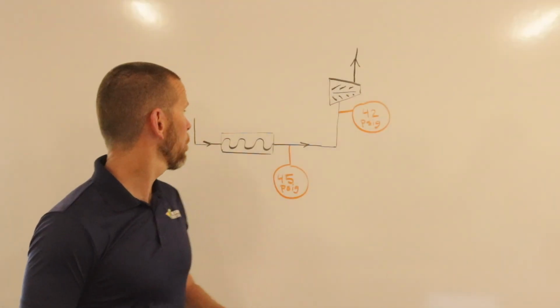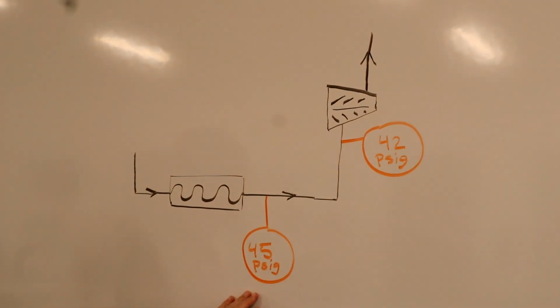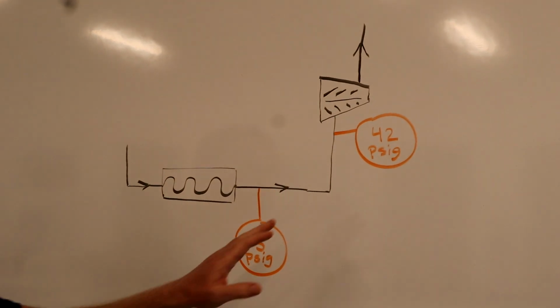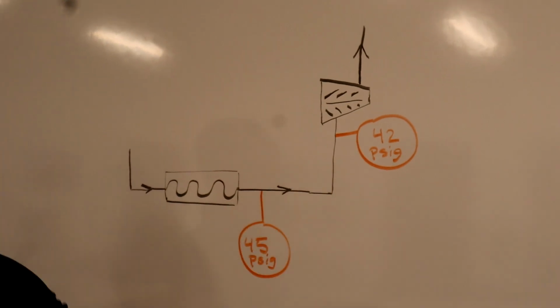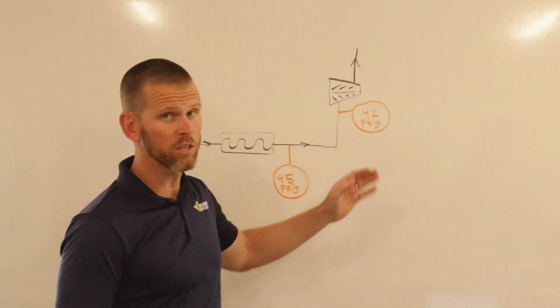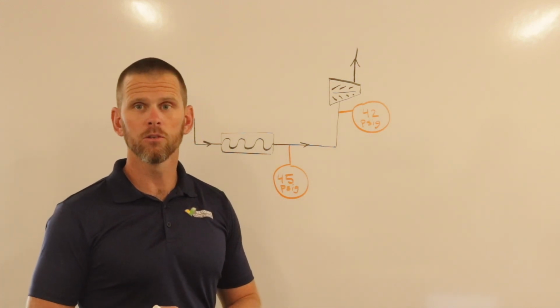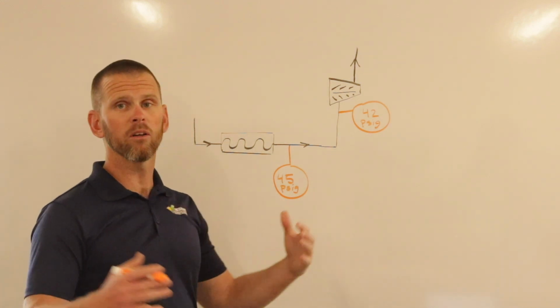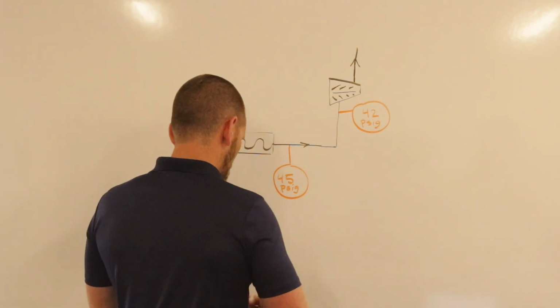In this example, we have an evaporator that has a pressure of 45 psig. And we're also told that at the compressor suction inlet, the pressure is 42 psig. So the difference between 45 and 42 is the pressure drop that's in the piping that connects the evaporator to the compressor.